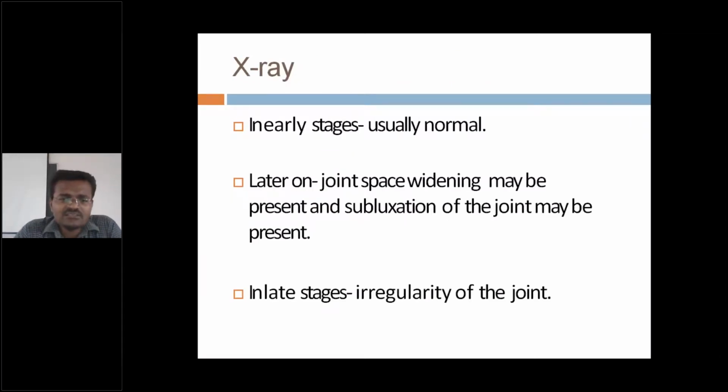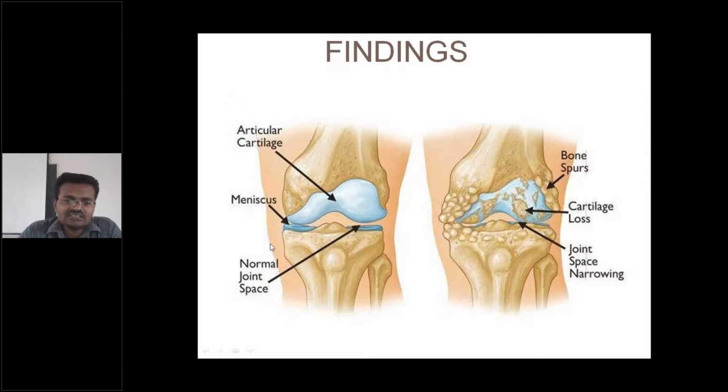In early stages, usually the X-ray will be normal. But in later stages, there will be joint space narrowing because of accumulation of fluid and also degeneration of the cartilage. Later, there will be irregularity of the joint because the whole cartilage got degenerated. See, initially the joint will be very fine, but later due to degeneration of the cartilage, there will be exposure of the subchondral bone and irregularity of the joint.